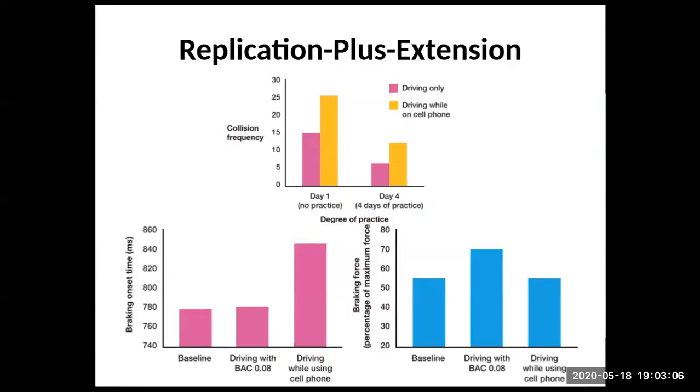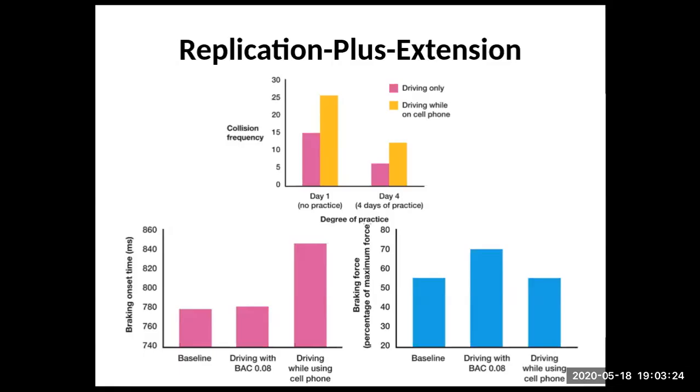Again, the replication plus extension is replicating the original experiment and then adding a new one to it. So you're basically showing replication by doing the first experiment again as a replication, and then you're extending the study to add more variables or another study or things like this.